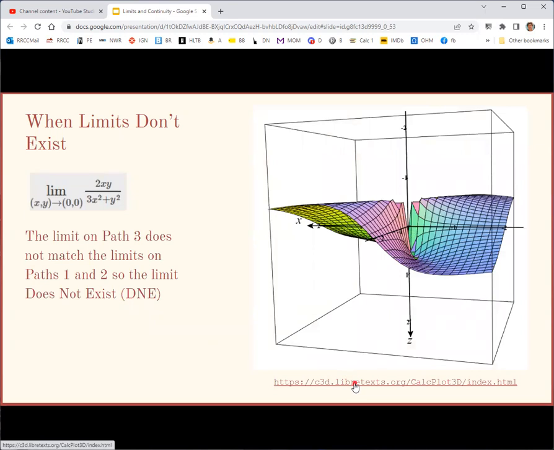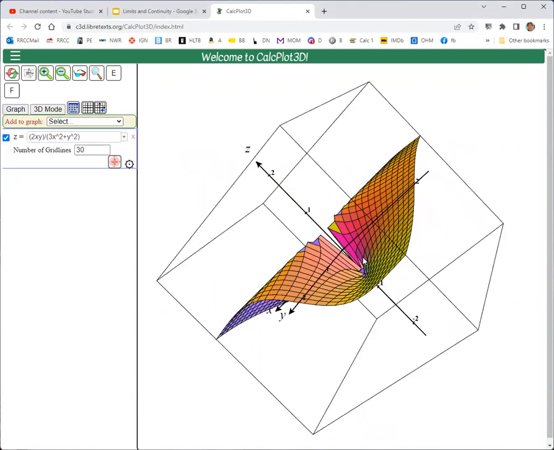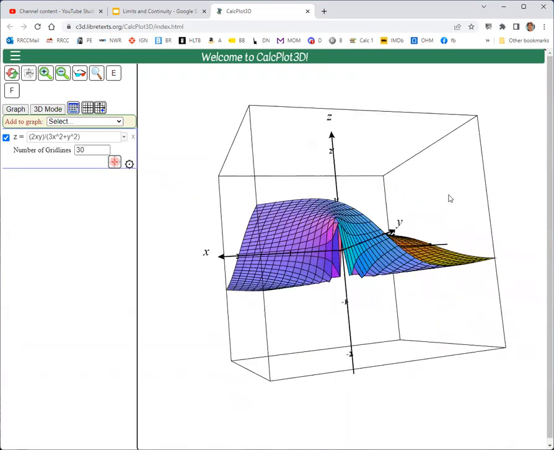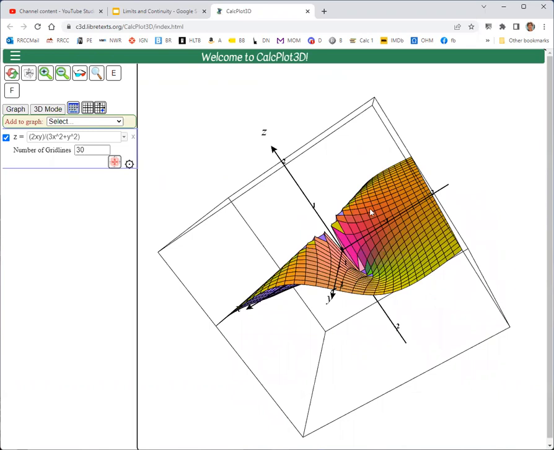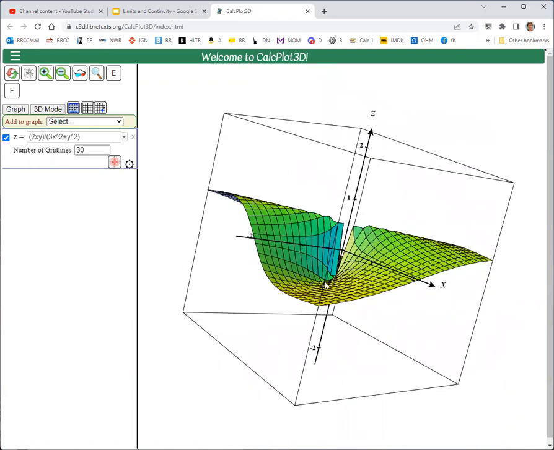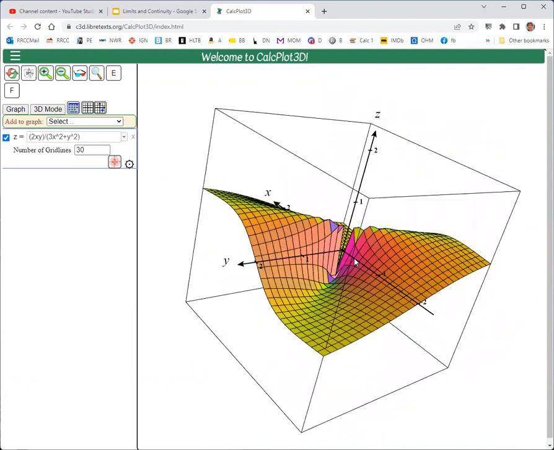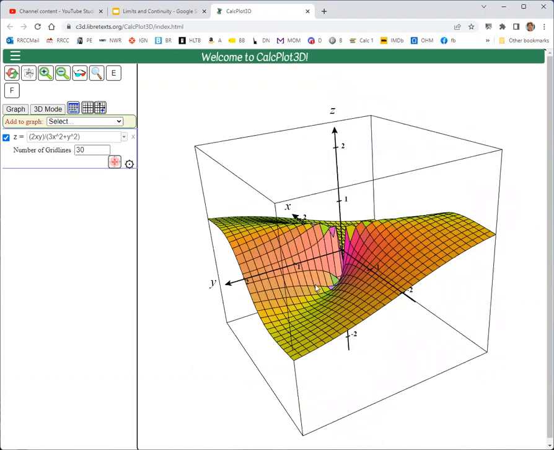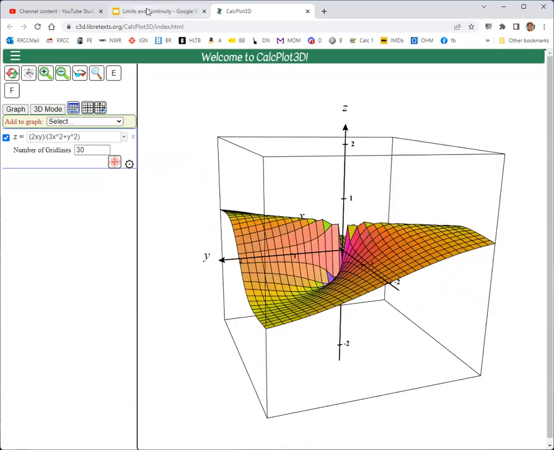If you take a look at this function, I've got a link here to CalcPlot, and you just type in the function here, and then you can kind of look at it. You see that at the origin, it really does have some interesting behavior. You've got some limits going to positive 1/2 right at the top along that top ridge. And then you've got some limits going to, looks like negative 1/2. And then you've got some other limits going to 0. So depending on which way you approach the origin on this thing, you're headed for different values. So that kind of weird behavior ends up leading to the limit not existing at zero.